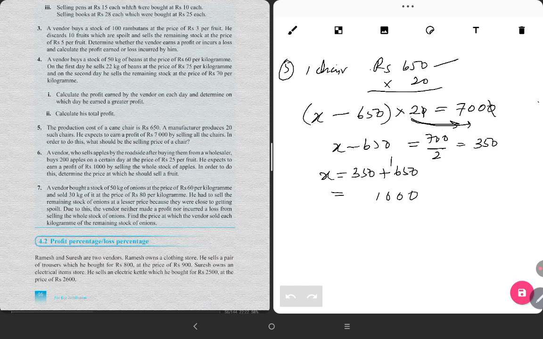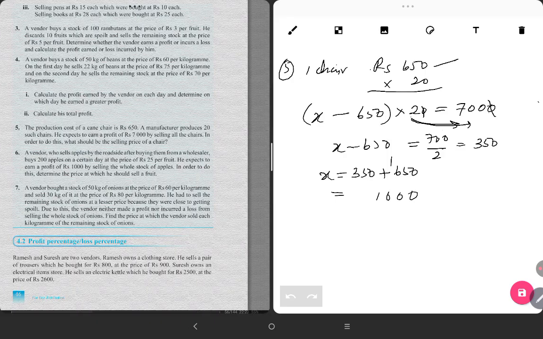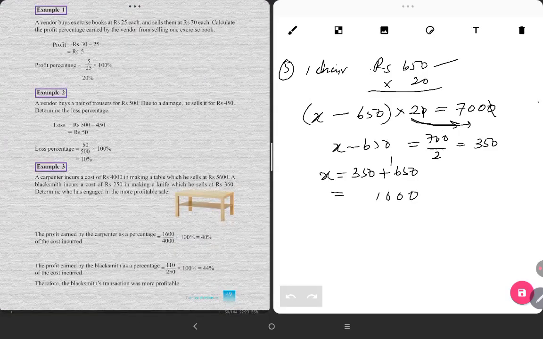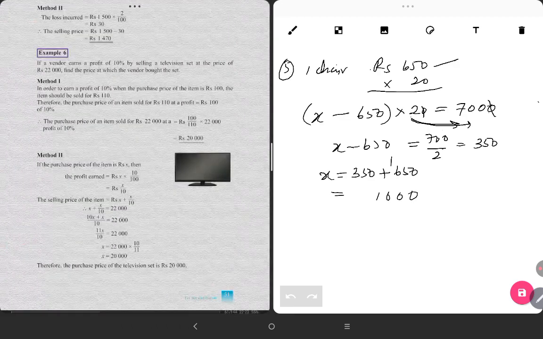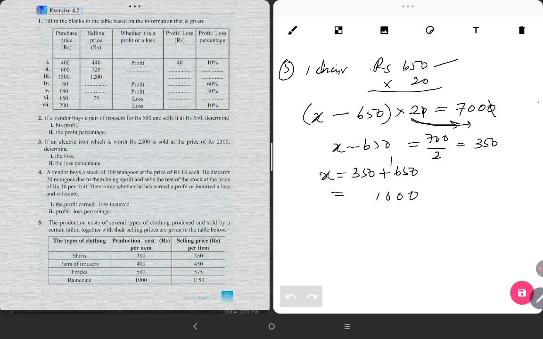Perfect. So next thing is, now we just calculated the profit and losses, those kinds of things. Now it's easy how to do that, but how do we find which transaction is more profitable or which transaction is more loss making? So for that we need to calculate the profit percentages. So that's what we are going to look at in the 4.2 section. So let's do an example right away, and that way we will understand better.